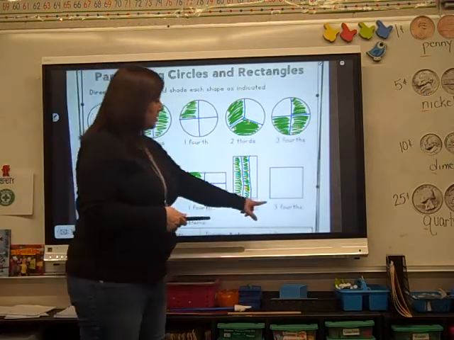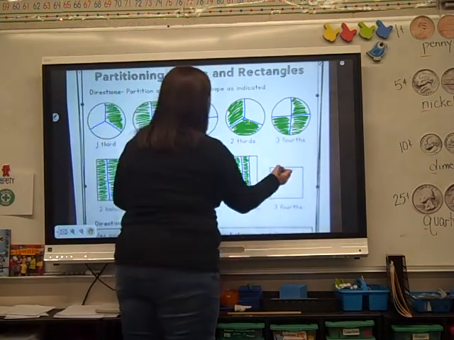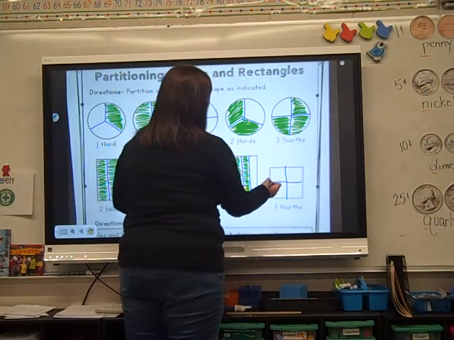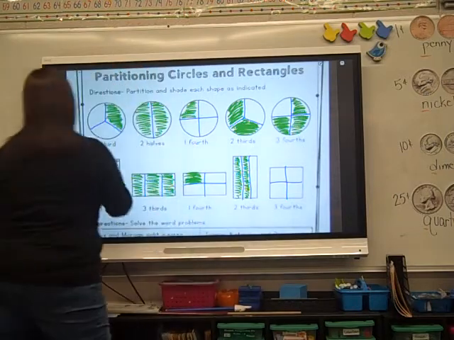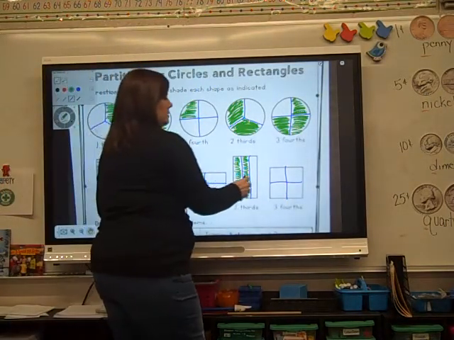All right, it's 3/4. So we've got to cut it into 4 equal pieces. Let's do it the easy way. Cut down the middle, cut across the middle. How many pieces do we need to shade? 3. So shade in 3 pieces.